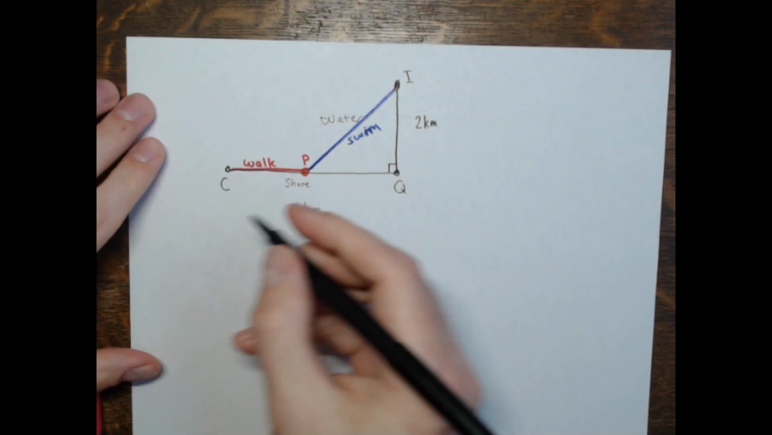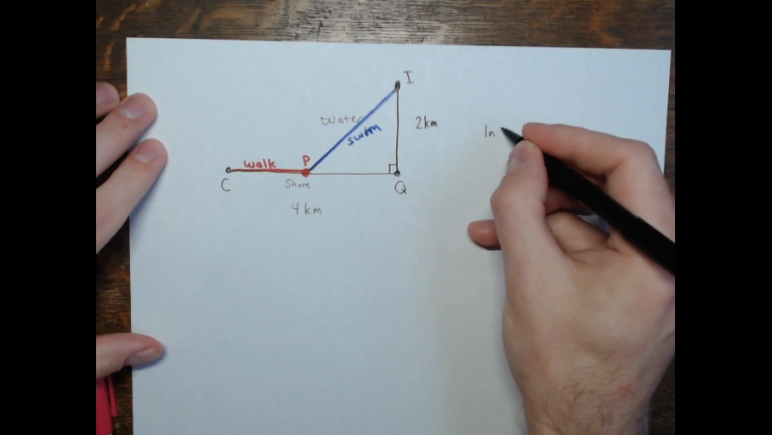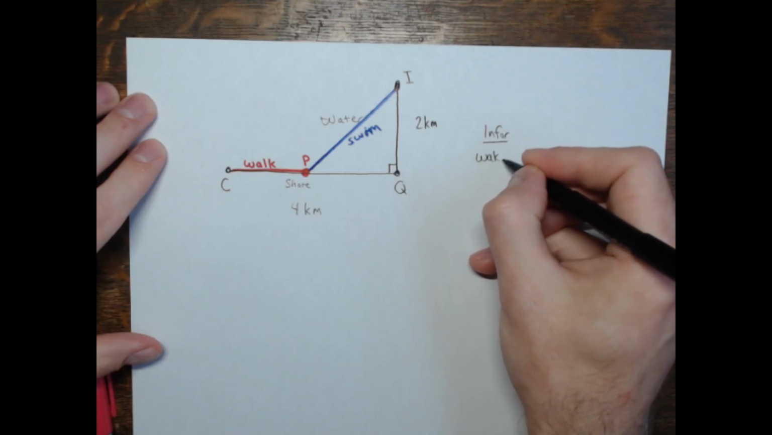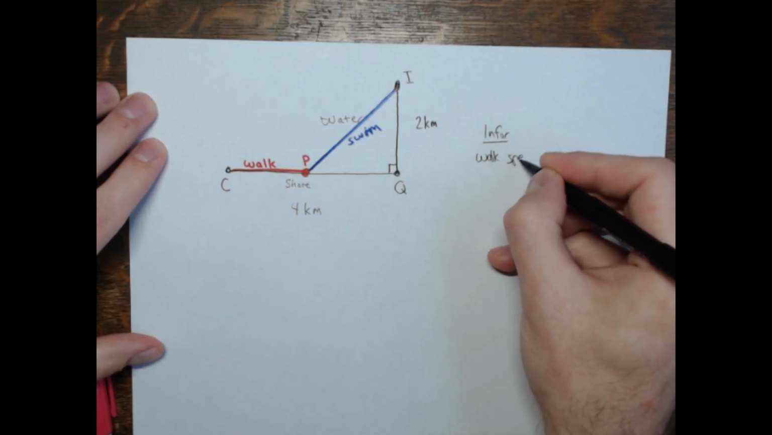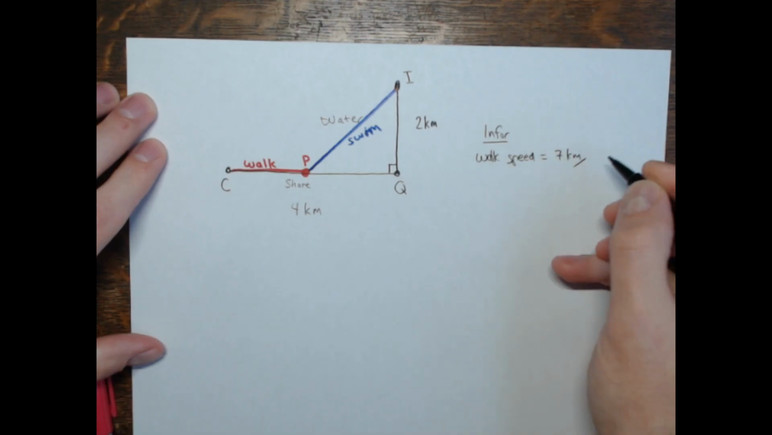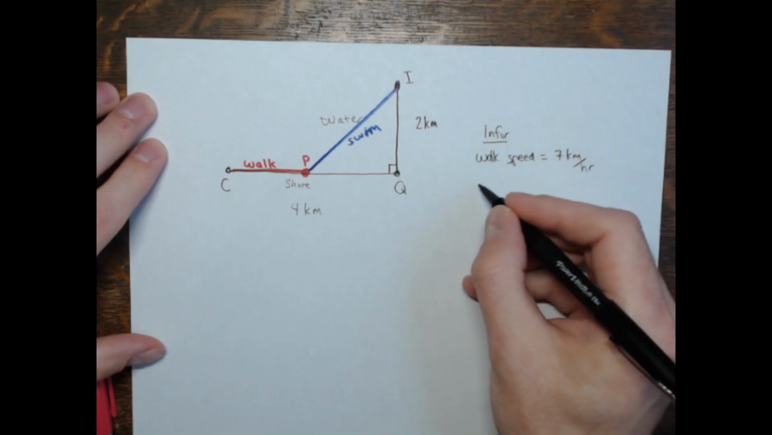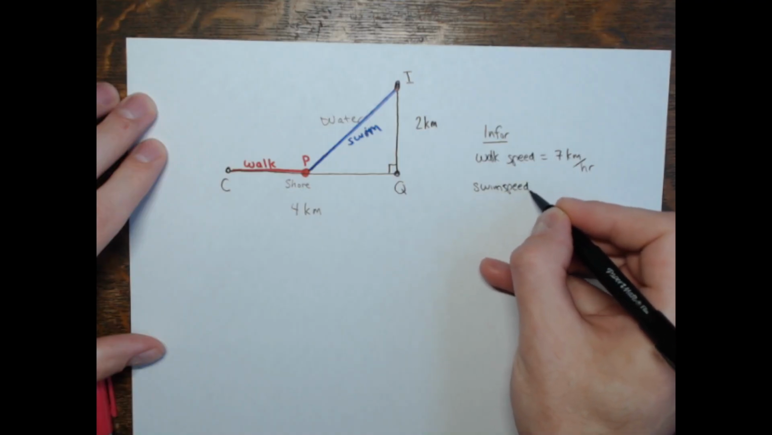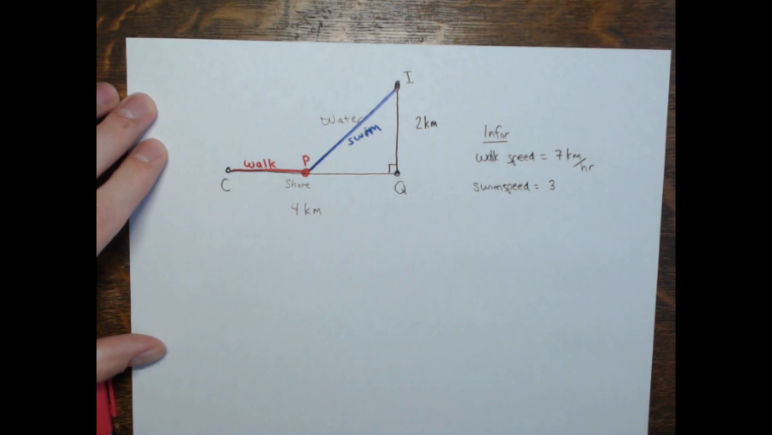And what we're asked to do is, now the other info they gave us too was that this person walks, the walking speed is 7 kilometers per hour. And then their swimming speed was only 3 kilometers per hour, I believe. Yeah.